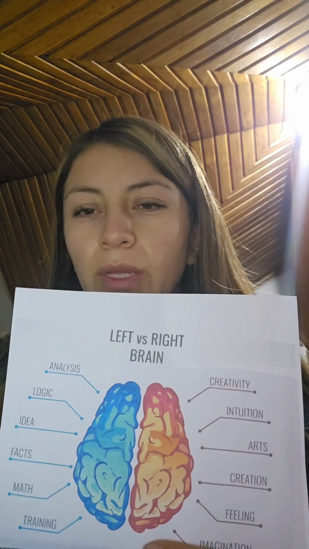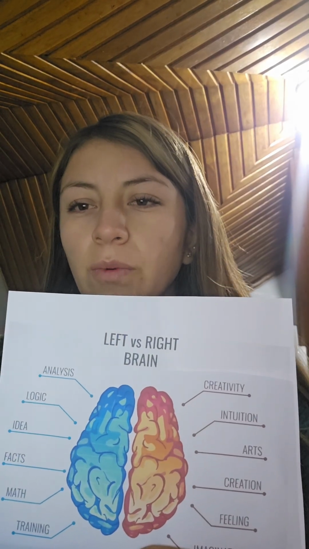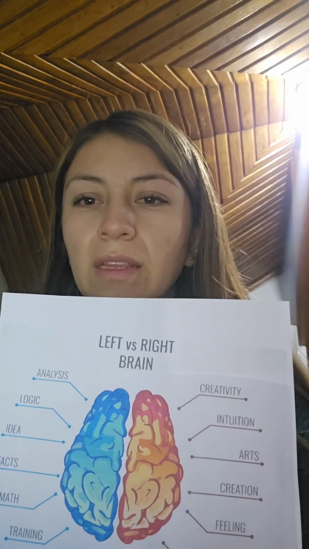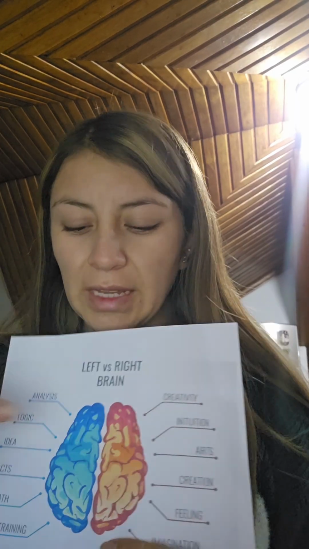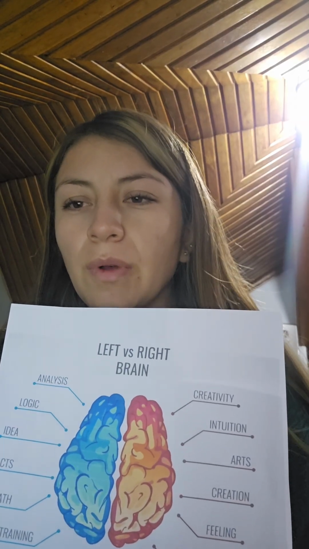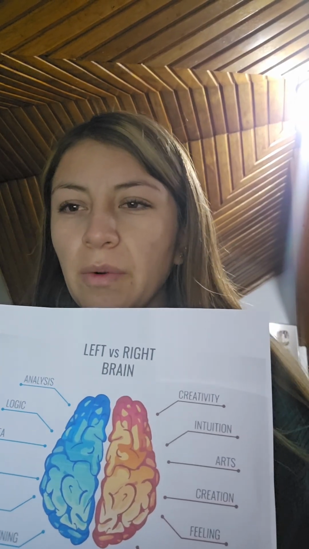We also have something called the corpus callosum, that is a white matter formed by more than 300 million nerve fibers that interconnect both hemispheres, the left hemisphere and the right hemisphere, and also the brain lobes. This corpus callosum also enables real-time integration.